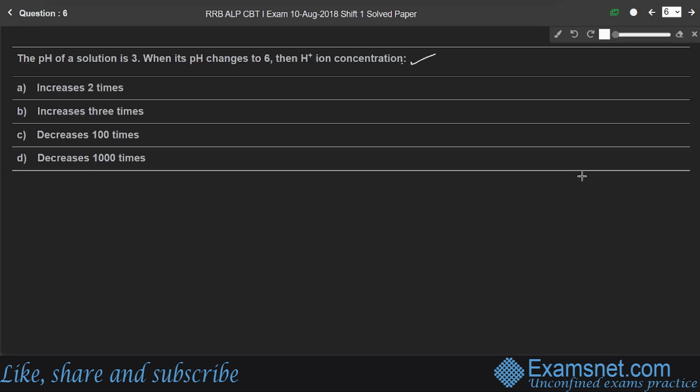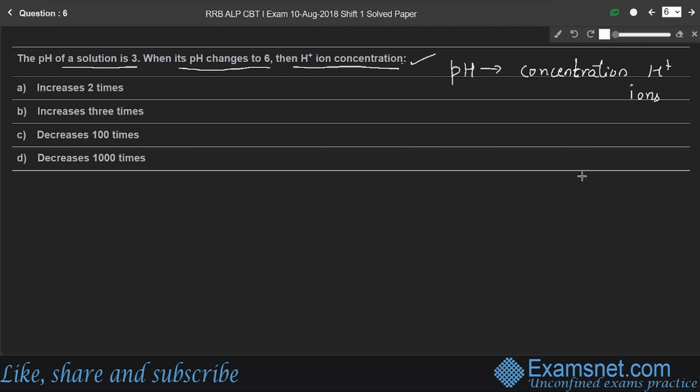Question number 6. The pH of a solution is 3. When its pH changes to 6, then hydrogen ion concentration becomes... So here we all know that pH tells the concentration of hydrogen ions, right? So pH tells the concentration of H plus ions.